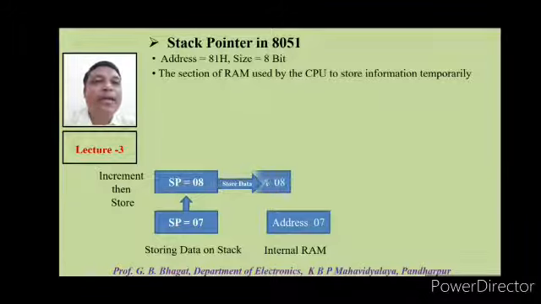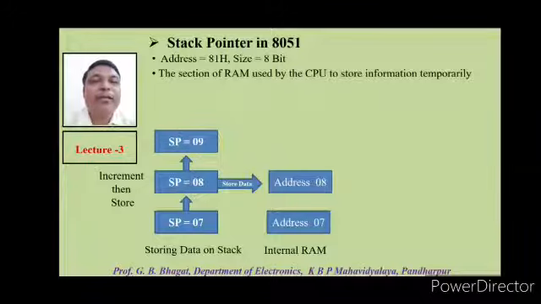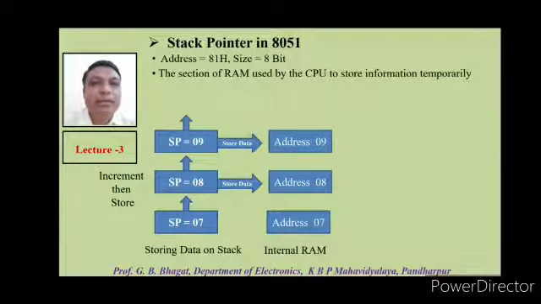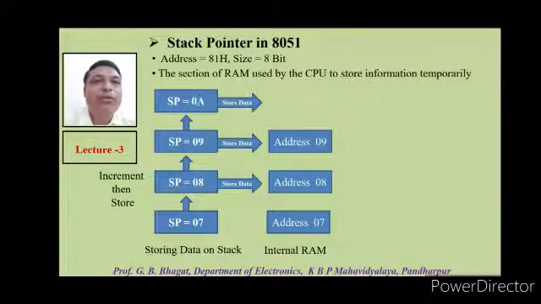Similarly, to store another byte, the stack pointer is first increased from 08 to 09, and after this increment data will be stored at address 09. Similarly, for the third byte, the stack pointer is first increased by 1 from 09 to 0A, and then data will be stored at address 0A.